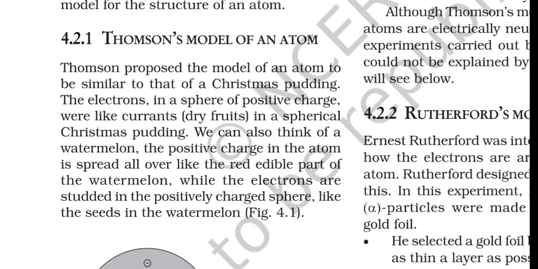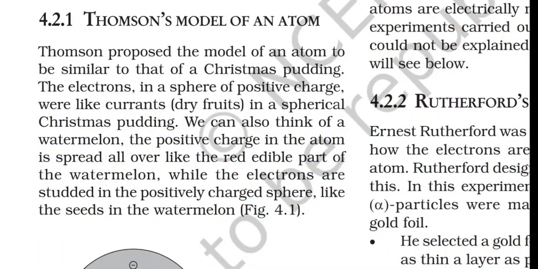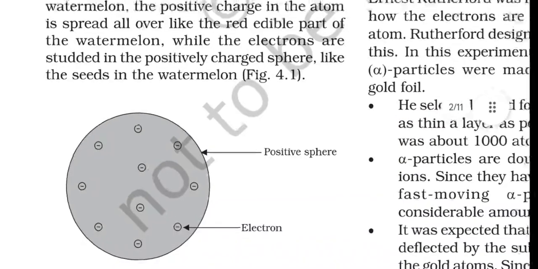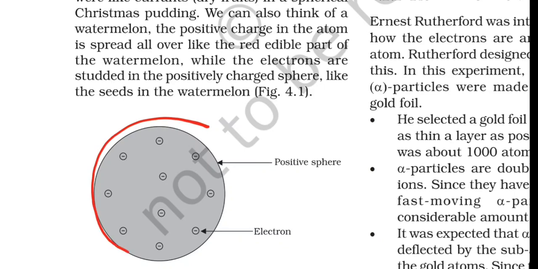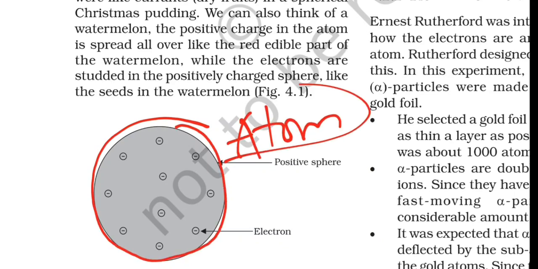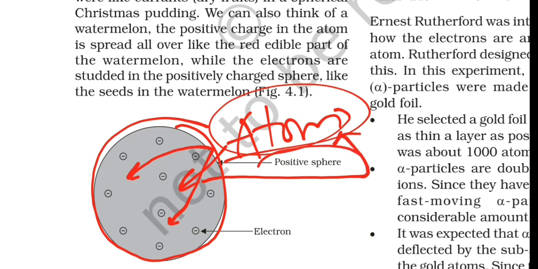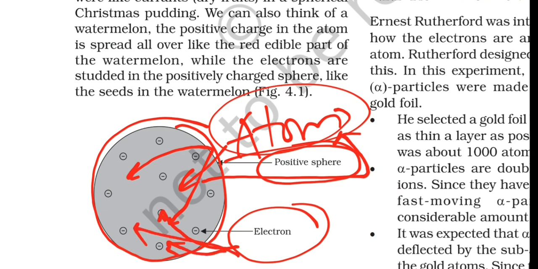Okay, so scientists compared the atom to the watermelon. The positively charge in the atom is spread all over like the red edible part of the watermelon, while the electrons are studded in the positively charged sphere like the seeds in the watermelon, given in figure 4.1. In this figure, the whole round colour is the total atom. The reddish part present in the watermelon is known as the positive sphere, and the seeds present inside the watermelon are known as the electrons.